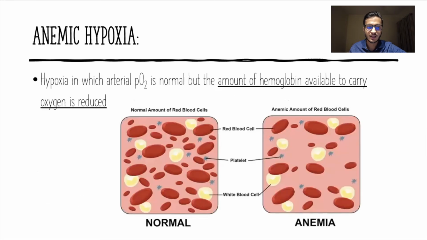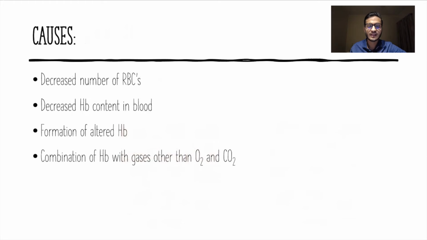Next, coming to anemic hypoxia. This hypoxia is mainly because of a decrease in the amount of hemoglobin, which decreases the oxygen carrying capacity of the blood. It is caused mainly because of a decrease in the number of RBCs, a decrease in the hemoglobin content, formation of altered hemoglobin, or when hemoglobin is combined with any other gases than oxygen or carbon dioxide.